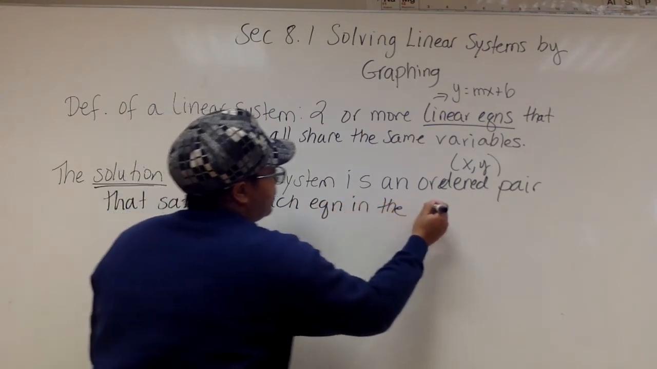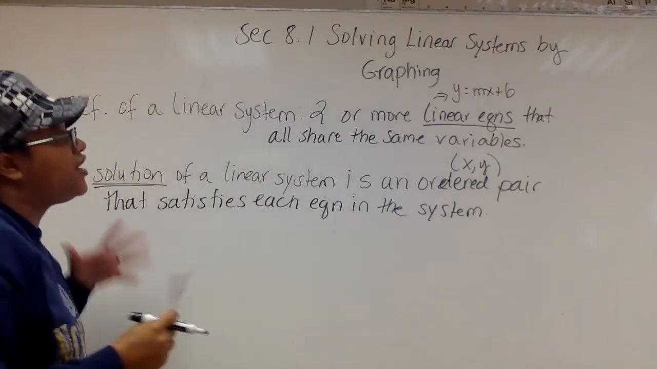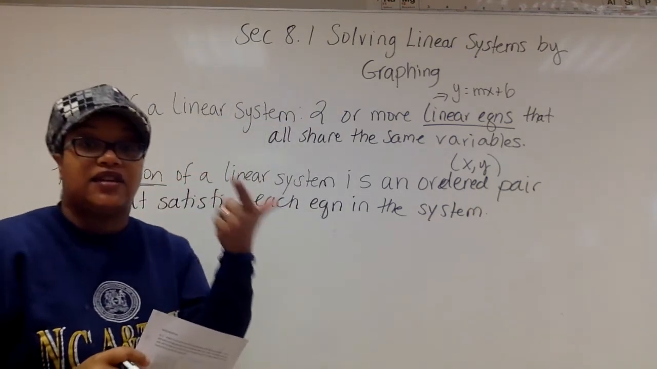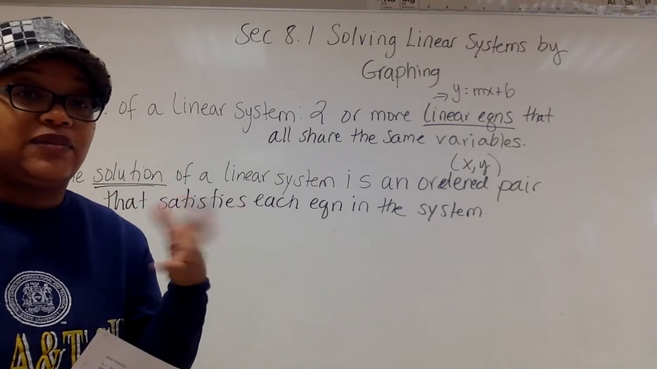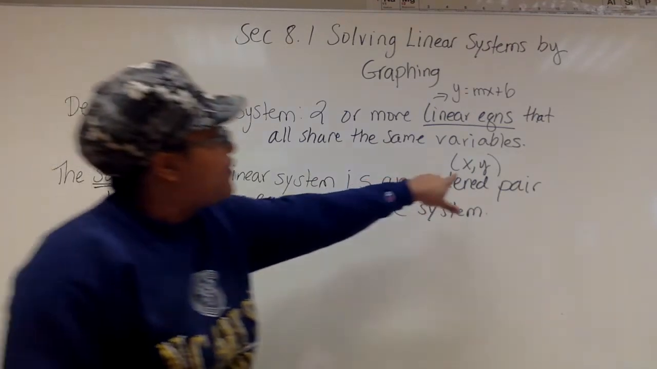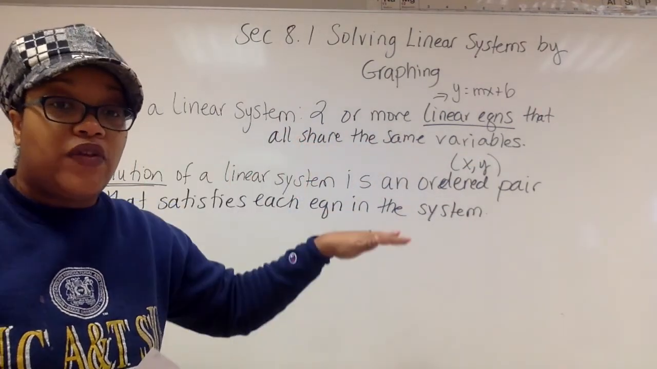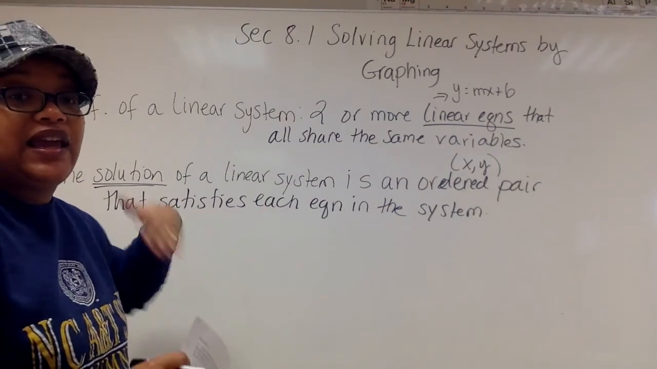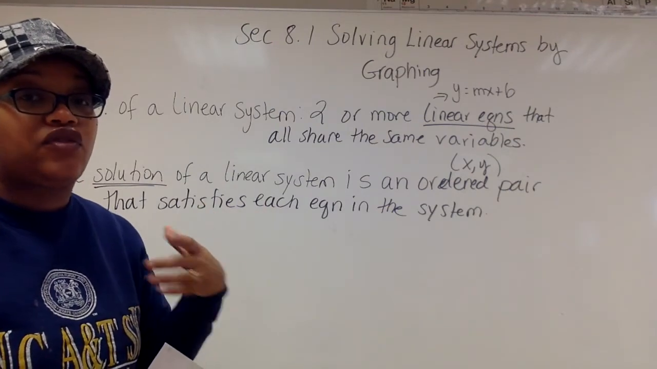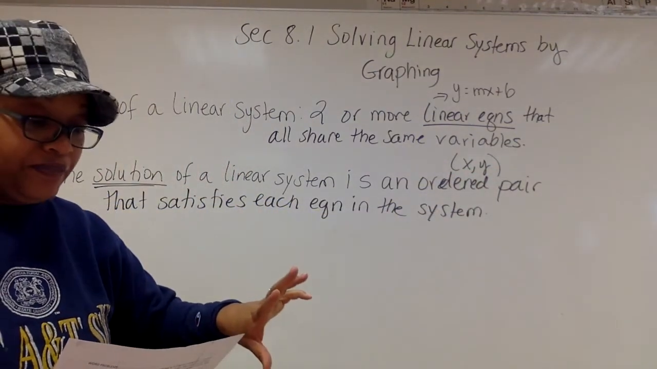in the system. All right, so our two variables that we're talking about in a linear equation are x and y. And in order for a linear system to have a solution, that means that the x and y have to be the same value for all the equations in the system. That's what we mean by satisfies. So that means that every equation in your system is true given the same x and the same y.